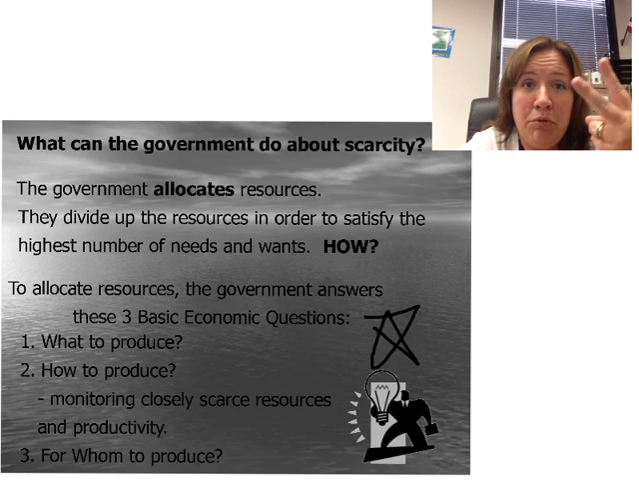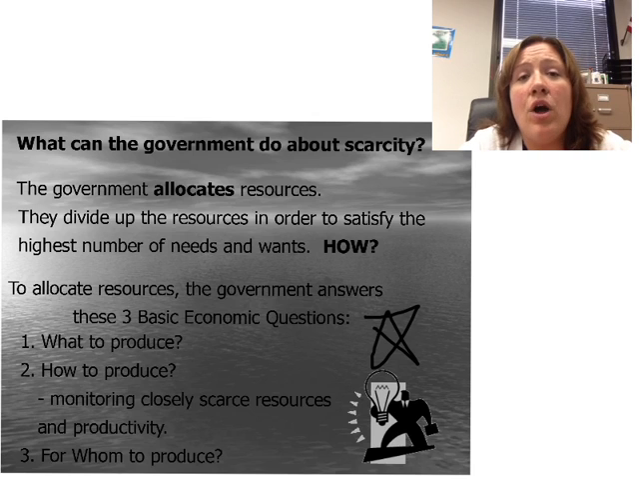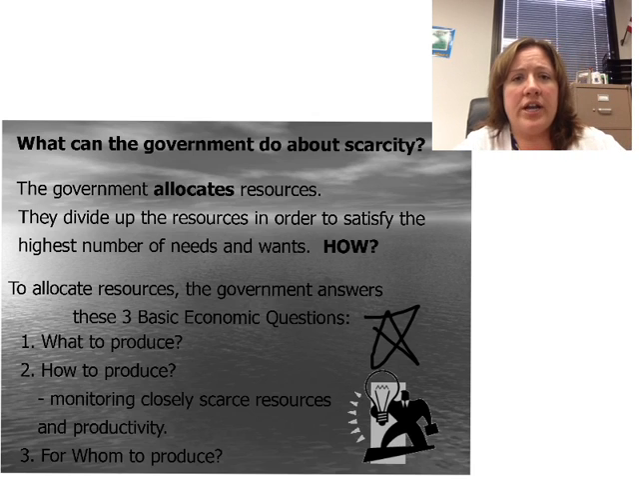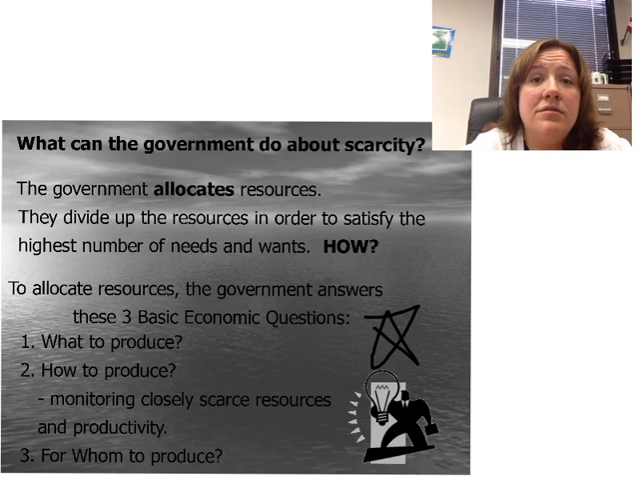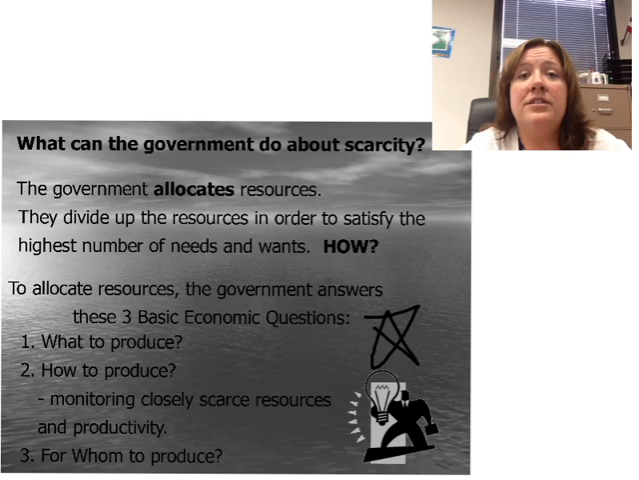The second question they answer is, how are we going to produce that? When our companies in the United States make products, are we going to let them be wasteful with those resources? We don't have too much of them in the United States. So how are we going to produce things so we can get the most out of our limited amount of resources? And the third question that all governments address is, who are the products for? In other words, are we going to make products only for the military with all of our resources? Or are we going to make products for everyone? Meet the needs of babies, teenagers, middle-aged people, senior citizens.